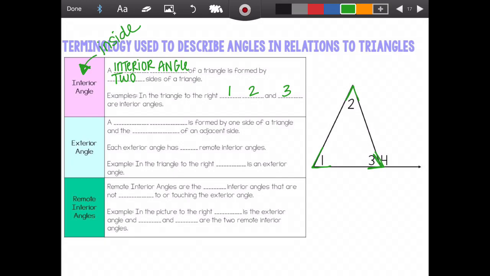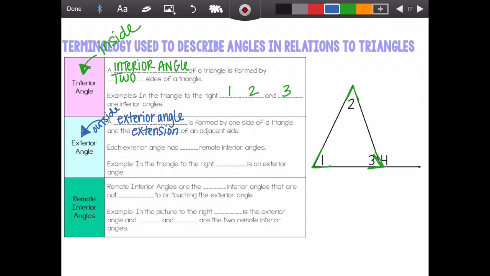The next vocabulary term we want to look at is exterior. Again, we can think of exterior as being outside. So it says an exterior angle is formed by one side of a triangle and the extension of an adjacent side. What that means is an extension, again, you can think of as it keeps going, or an extension cord. It's really long.